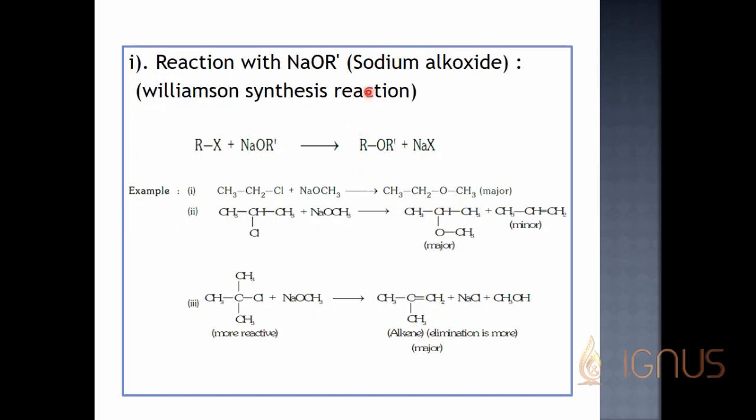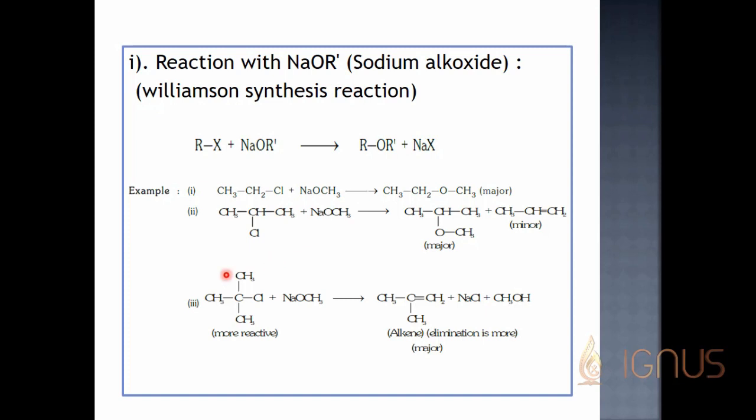Next, reaction with sodium alkoxide, or we'll call it Williamson synthesis. When alkyl halides react with a sodium alkoxide, there is a formation of ether. You can see here ethyl chloride is made to react with sodium methoxide. From sodium methoxide, there is a CH3O minus. It will act as a nucleophile. This CH3O minus will attach to this carbon and it will remove Cl minus to give this ether.